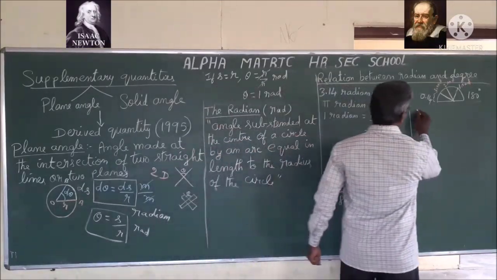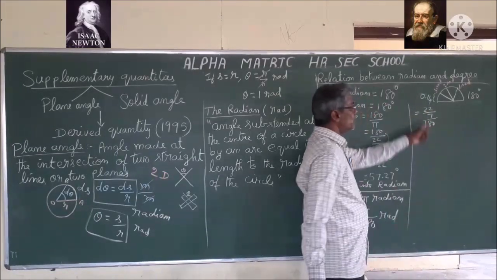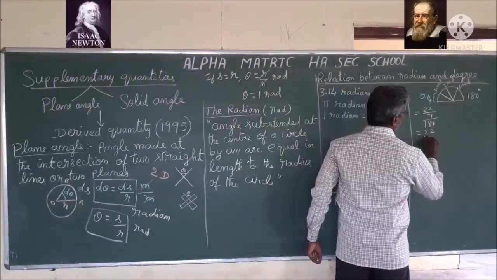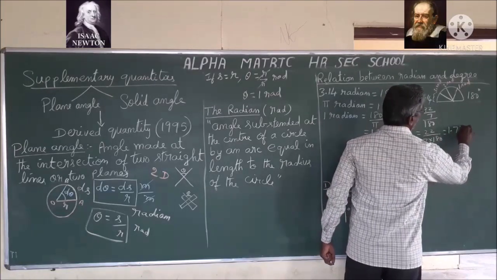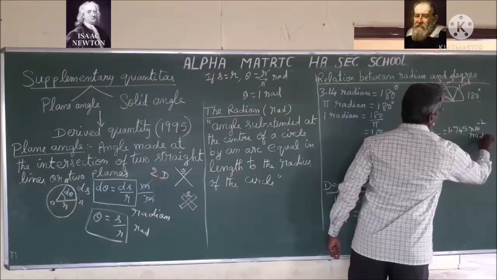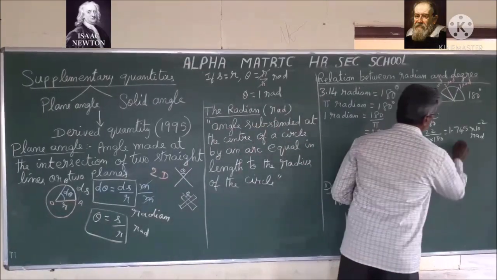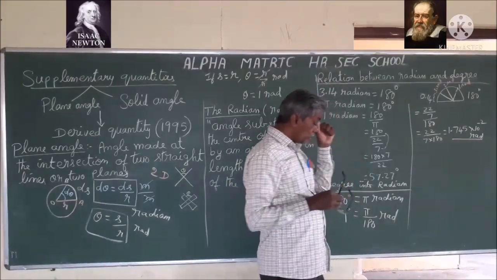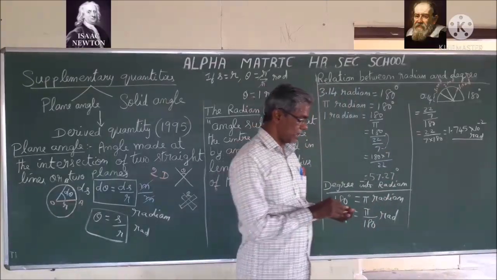So we know what is the value of pi? 22 by 7 divided by 180. So I can write 22 by 7 into 180, that is equal to 1.745 into 10 power minus 2 radian. So I can write 1 degree is equal to 1.745 into 10 power minus 2 radian.